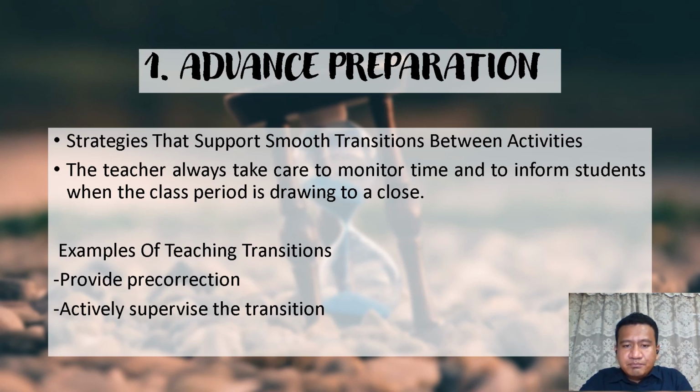Firstly, provide pre-corrections. The teacher has to remind students of the expected behavior before the transition begins. For example, remind the students periodically about how much time is left before they will be changing the activities. Secondly, actively supervise the transition, which means the teacher has to walk around the room and use proximity to encourage students to engage in the appropriate behavior during the transition time.